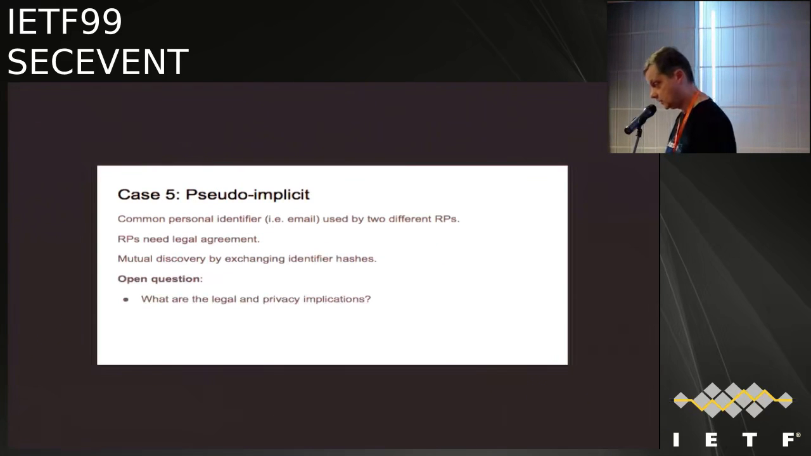And this is the reverse one again. There's also a pseudo-implicit use case. You have two different websites, and as an example they both use email addresses as main identifiers. Technically, they could do cross-discovery to see if they have common users and then start sending risk events between them. Obviously, there are legal agreements, and there are open questions about legal and privacy implications for this.